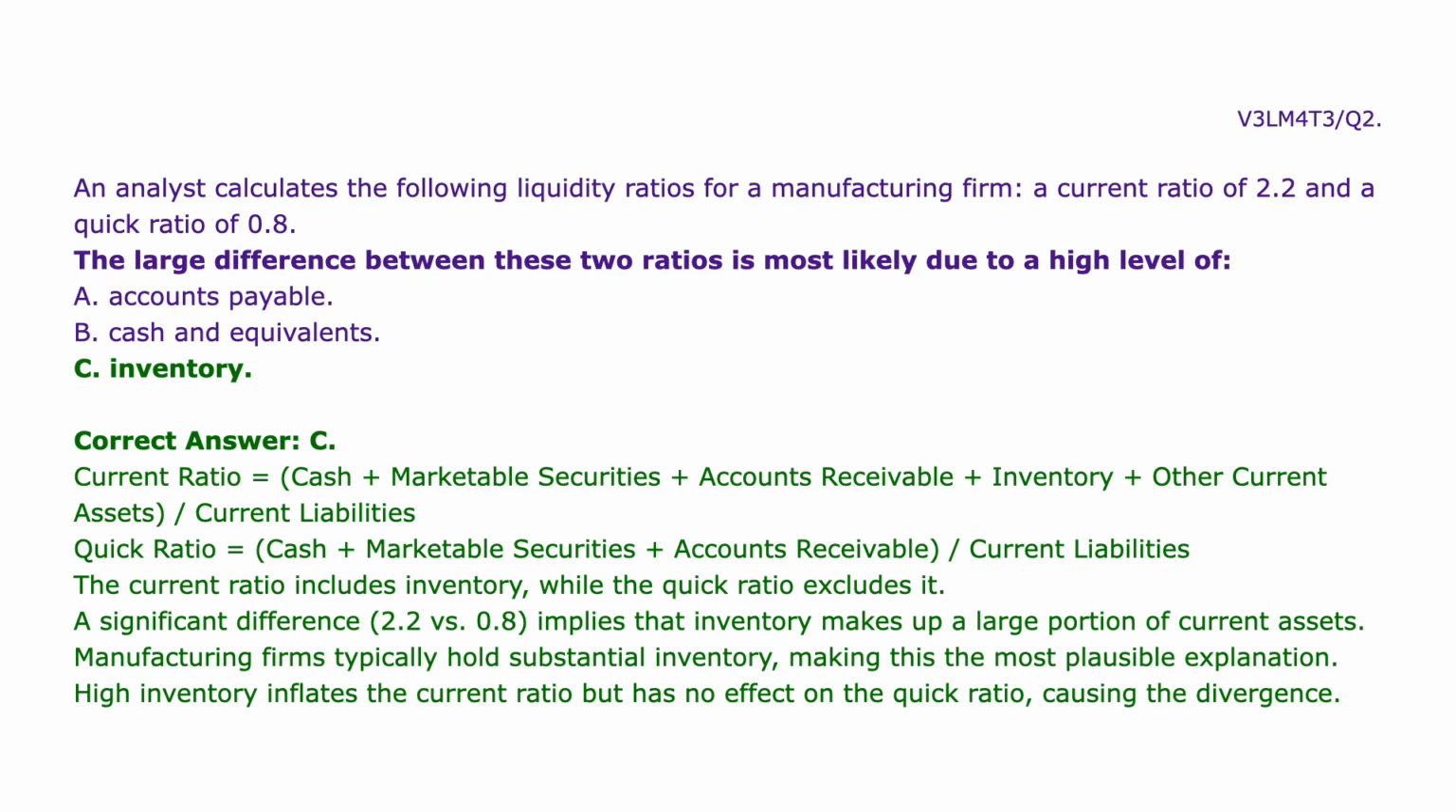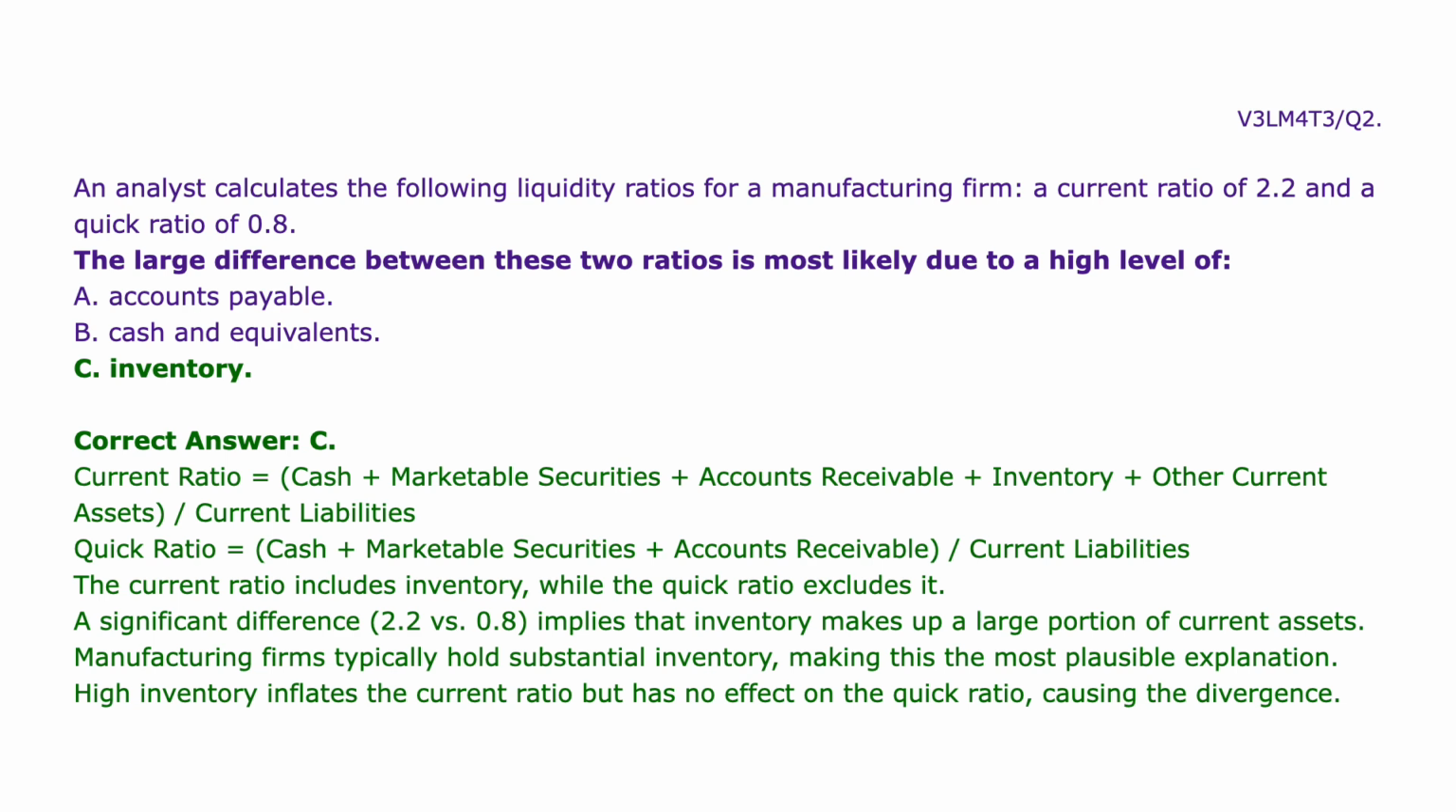Current ratio includes inventory in its numerator, whereas the quick ratio specifically excludes it to measure more immediate liquidity. Both ratios share the same denominator, current liabilities. A significant gap between a 2.2 current ratio and a 0.8 quick ratio mathematically identifies inventory as the dominant component of the firm's short-term assets.